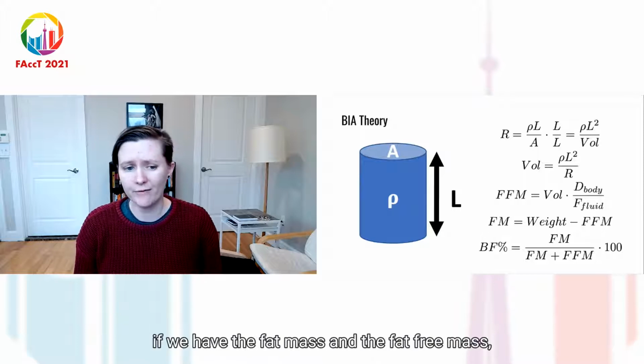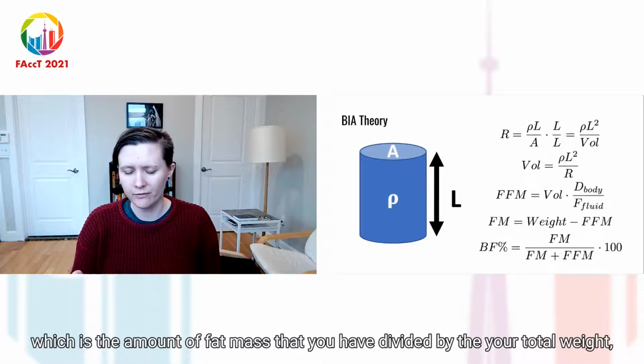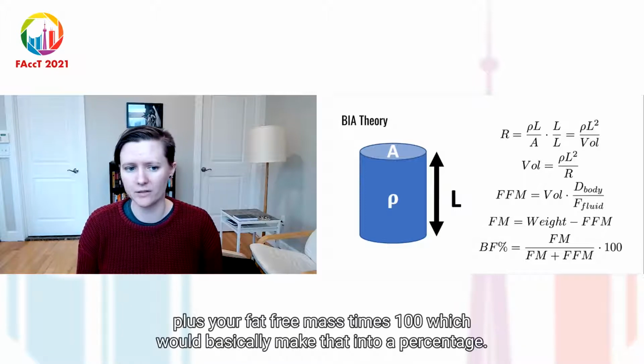So then if we have the fat mass and the fat-free mass, we can calculate your body fat percentage, which is the amount of fat mass that you have divided by your total weight, which is your fat mass plus your fat-free mass, times 100, which will basically make that into a percentage.